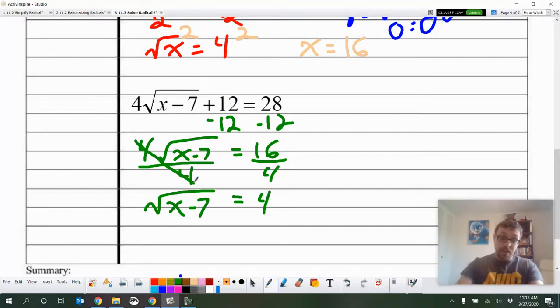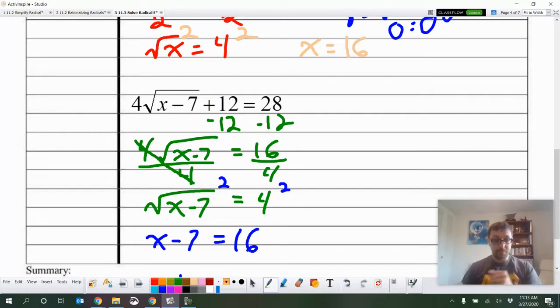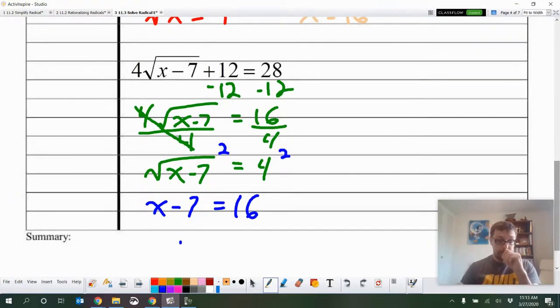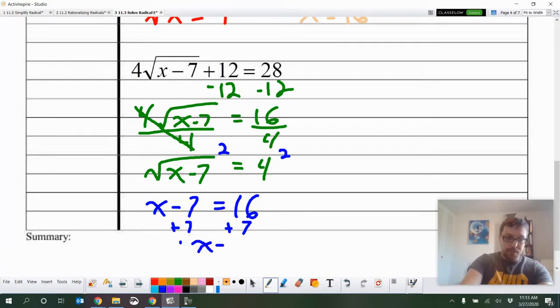So we need to get rid of that. To get rid of that, we're going to square both sides. And squaring a square root, all that does is get rid of the radical. So we've got x minus 7 equals 16. Now, this looks like an equation that we solved back when we were in algebra. Well, we're still in algebra. Back first semester, we just got to get rid of that minus 7. So we're going to add 7. So x equals 23. And we're done.